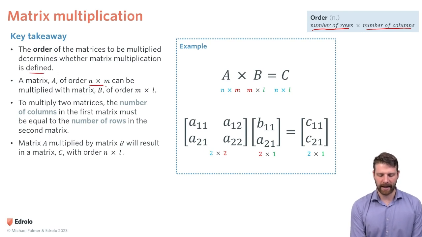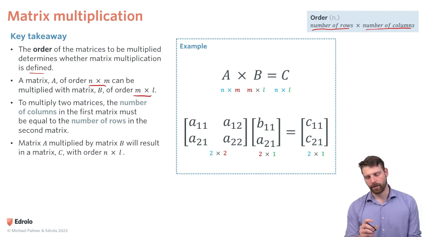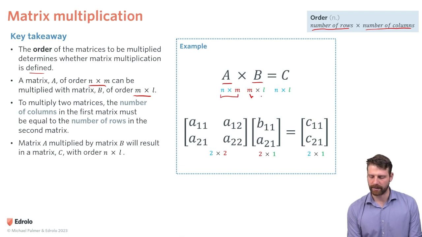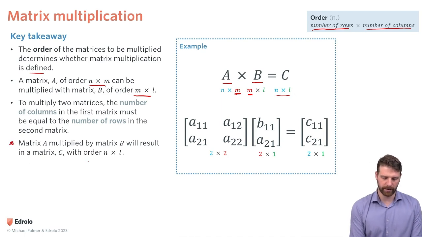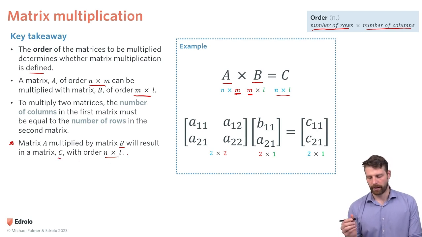Matrix A of order n by m can be multiplied with matrix B of order m by l. So the first thing here is that I've got 2 matrices, and this one is n by m, and this one is m by l. If I want to multiply them, then the number of columns in the first matrix needs to be the same as the number of rows in the second matrix. And that will give us an n by l matrix. So this third dot point here, I've got matrix A multiplied by matrix B will result in matrix C with order n by l.